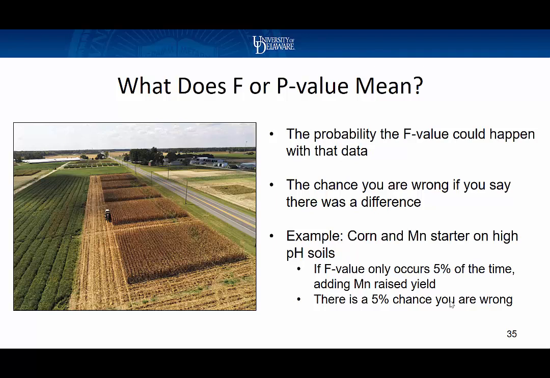Scientists, we really like to be sure, so we use 5%, we use 1% differences. For an example, let's say you added manganese starter to corn, you do the statistics, and your F value has a 5% chance of existing. What that's telling you is that number is so large, there's only a 5% chance that it would happen. So we can say we think manganese increased yield in this case. But there's always a 5% chance that me saying that is wrong. And what are you comfortable with?